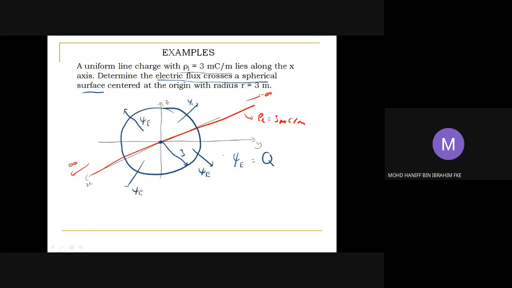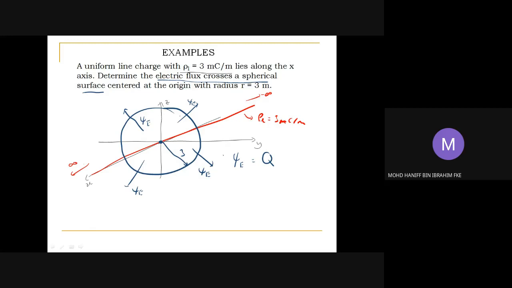Okay, so to answer this question, we need to know the amount of charge that is contained inside this sphere, because the amount of flux shall be equal to the charge. So we can obtain the total flux that crosses the surface if we know the amount of charge confined inside this particular spherical surface. So that should be how we answer this question.